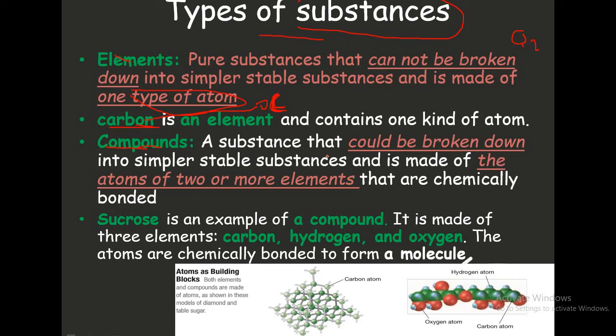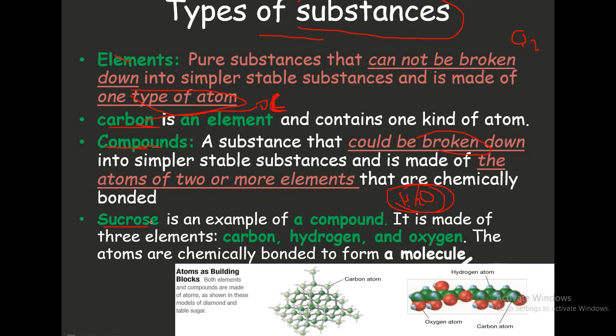A compound is a substance that can be broken down into simpler, stable substances and is made of the atoms of two or more elements. So a compound is made up of two or more types of atoms that are chemically bonded, like water, H2O, which consists of two types of atom, hydrogen and oxygen. So we can break these molecules. So this is a compound.